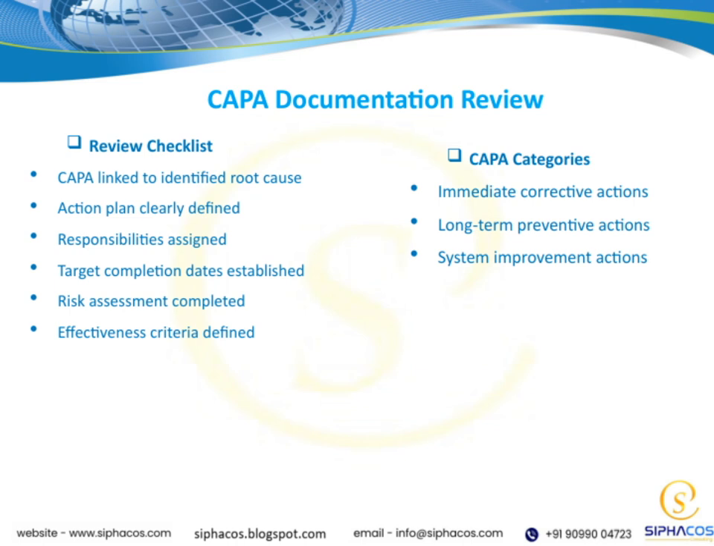Finally, defining effectiveness criteria allows us to evaluate whether the CAPA has successfully resolved the problem and prevented future occurrences. All these elements come together to create a comprehensive and effective CAPA process, which is essential for continuous improvement and maintaining high standards of quality.